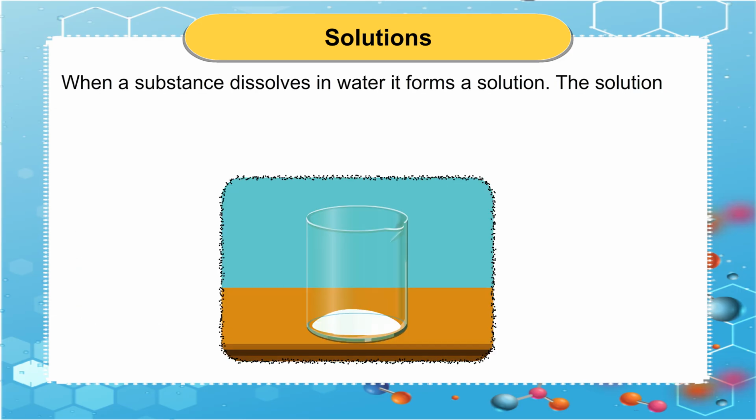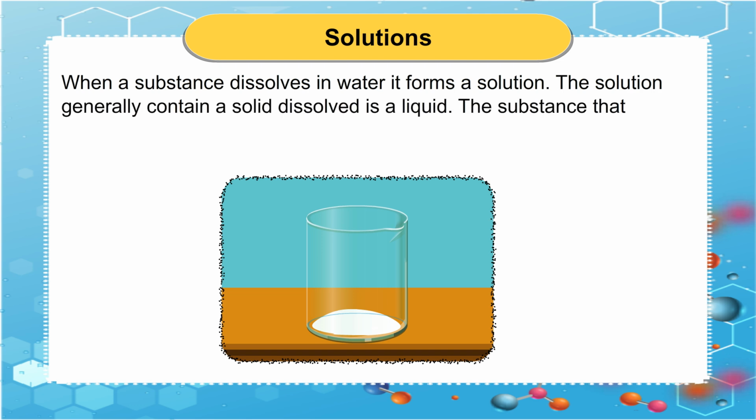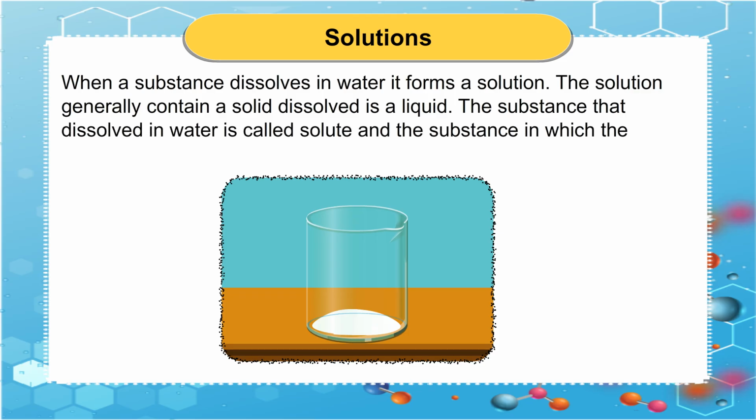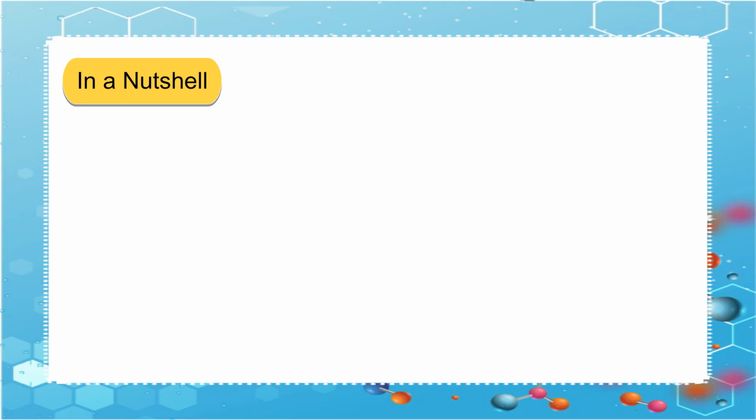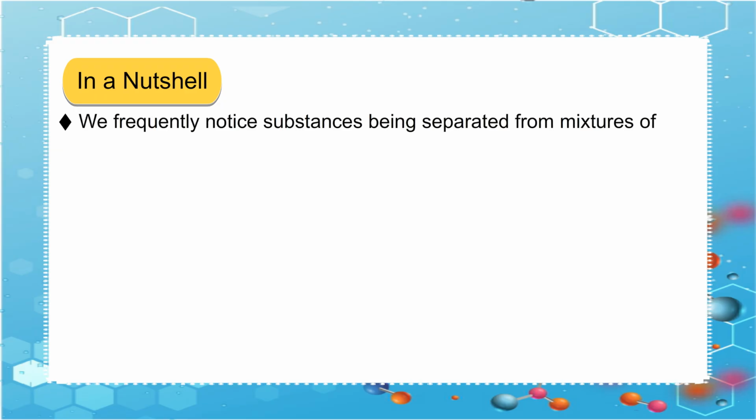Solutions. When a substance dissolves in water, it forms a solution. The solution generally contains a solid dissolved in a liquid. The substance that dissolved in water is called solute, and the substance in which the solute is dissolved is called the solvent. In a nutshell, we frequently notice substances being separated from mixtures of materials in our daily lives.